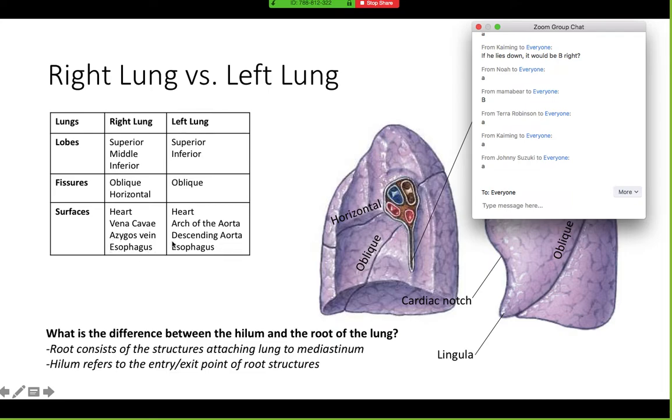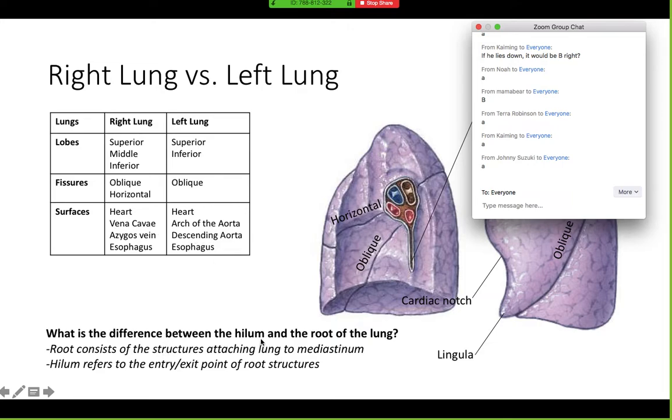And then also, good to know, and I think I have an image in one of the upcoming slides, is the structures that are leaving impressions on the lung. And I have those listed here for you.